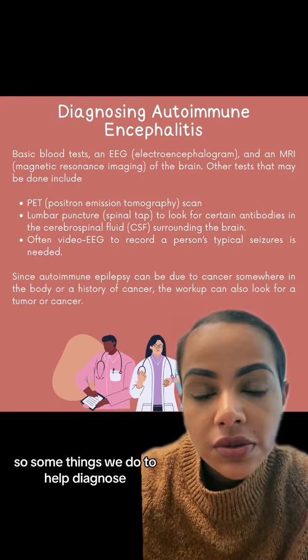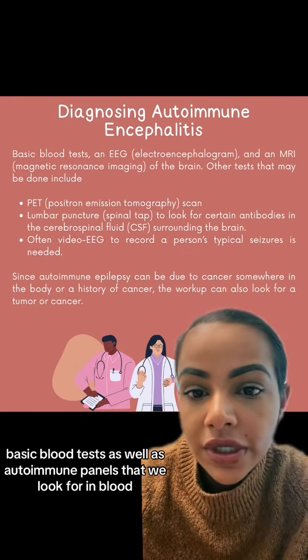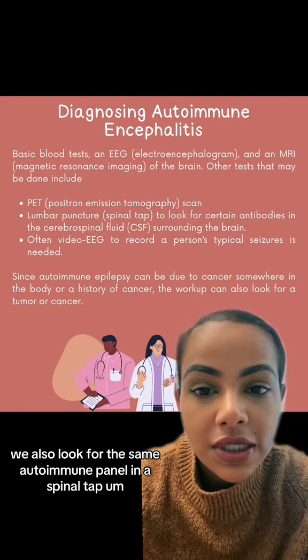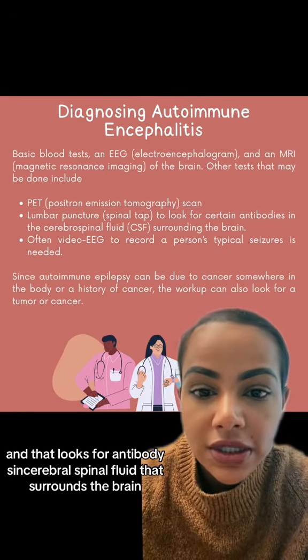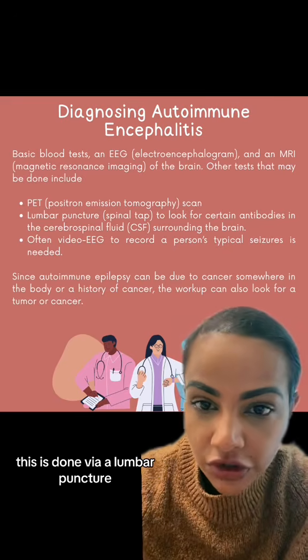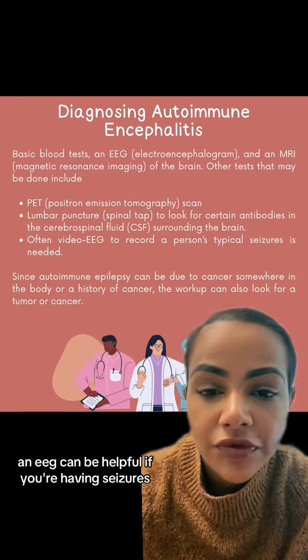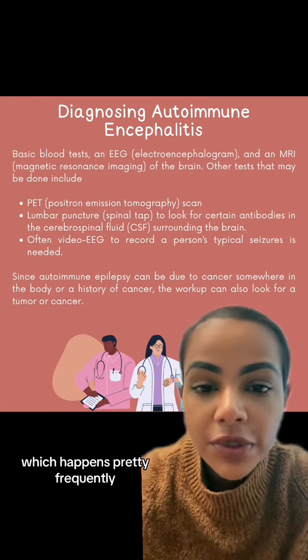So some things we do to help diagnose: basic blood tests as well as autoimmune panels that we look for in blood. We also look for the same autoimmune panel in a spinal tap, and that looks for antibodies in cerebral spinal fluid that surrounds the brain. This is done via a lumbar puncture. An EEG can be helpful if you're having seizures in conjunction with the autoimmune encephalitis, which happens pretty frequently.